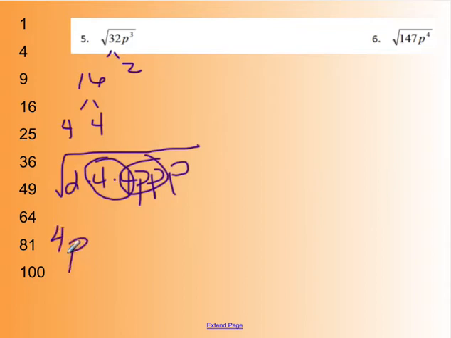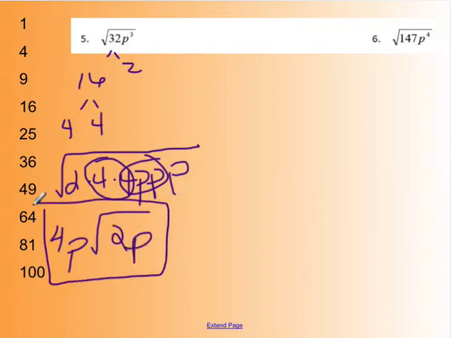Now remember, when you take it outside of the radical, you do not put it as 16. So when I take out the pair of 4's, it's just going to be 4. And then left underneath the radical is 2p. So I have 4p times the square root of 2p.